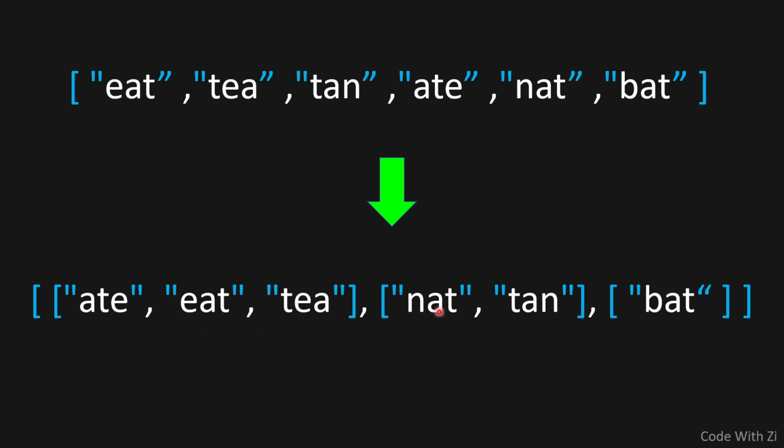Same thing for here. As you can see, NAT that we got from here and TAN that we got from here are both using NAT in different orders. So we're gonna group them together. And BAT is the only word that's using these three letters, so we're gonna put it in one group by itself, like so. But how do we go from this to here?